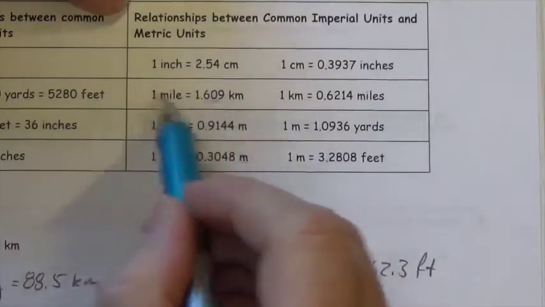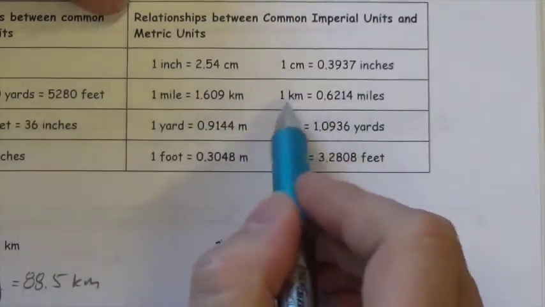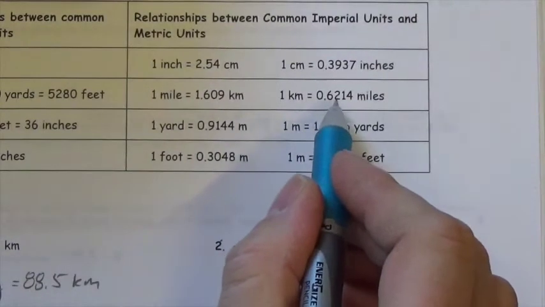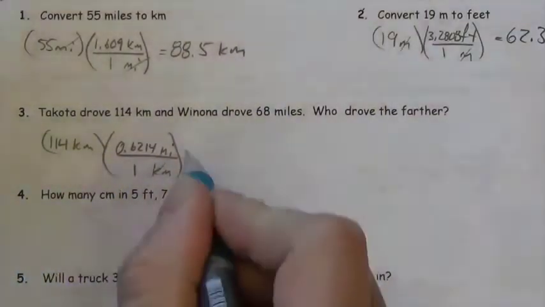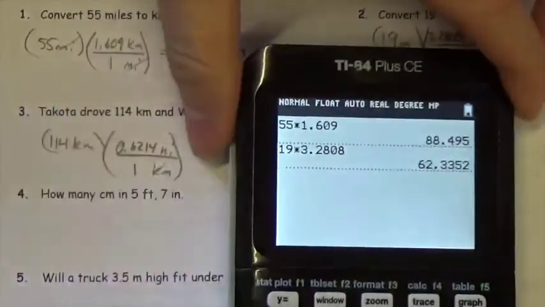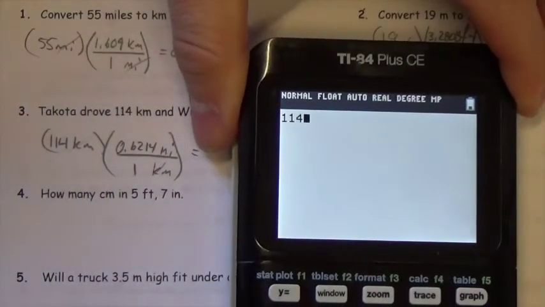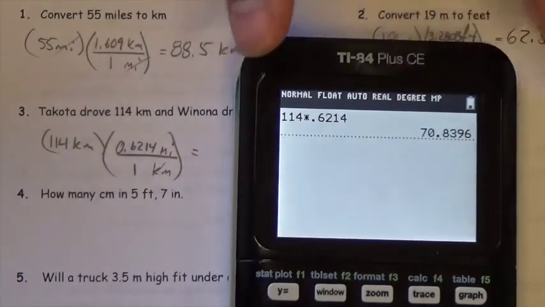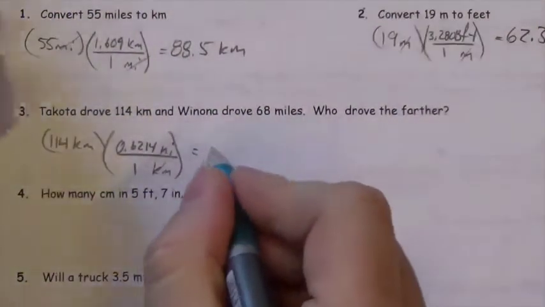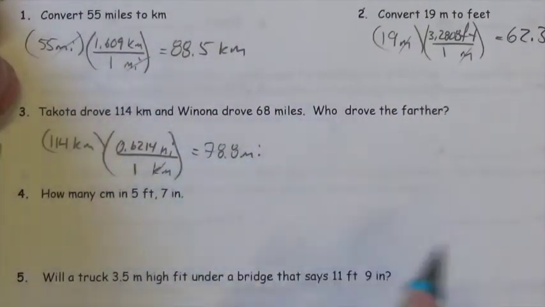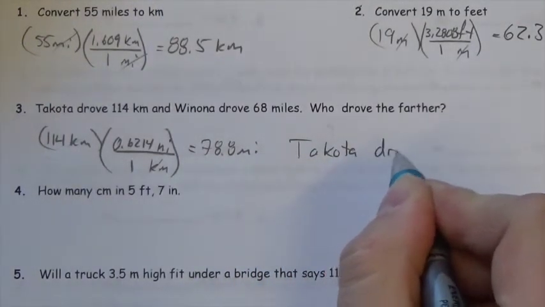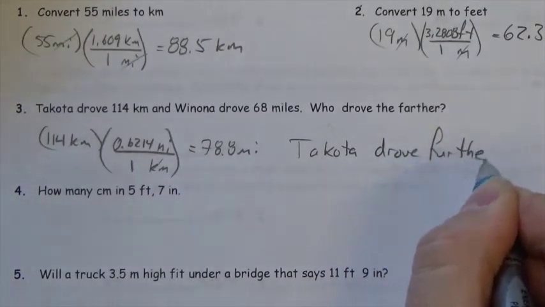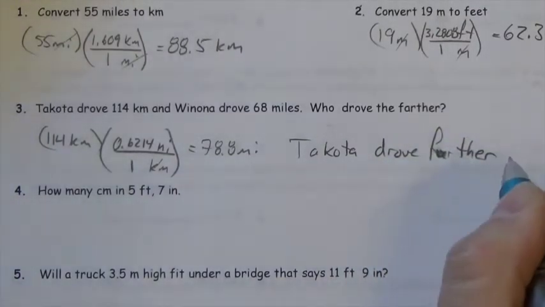Now I'm looking for a conversion factor between those two. In a previous question I used a different one, but now I have kilometers in the denominator, and I prefer the 1 in the denominator. So 0.6214 miles over 1 kilometer. 114 times 0.6214, and I get 70.8 miles. So who drove further? Dakota drove further. You get the idea.